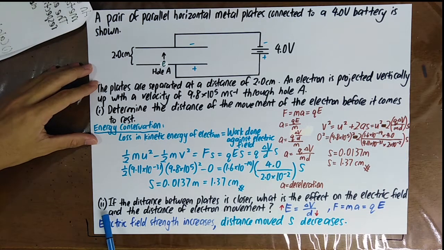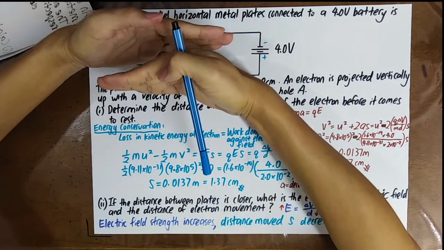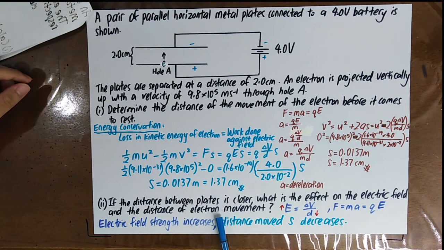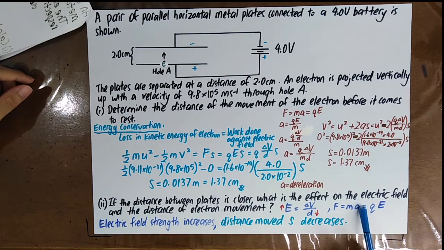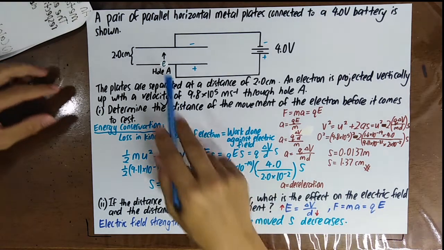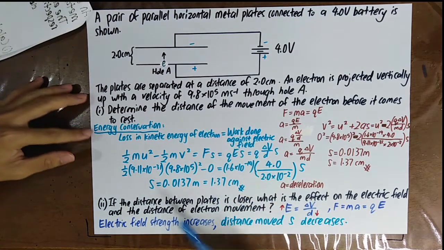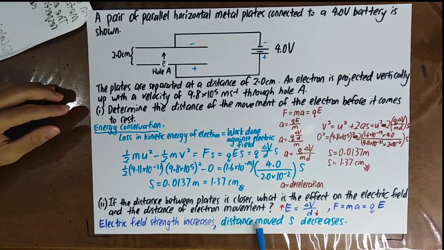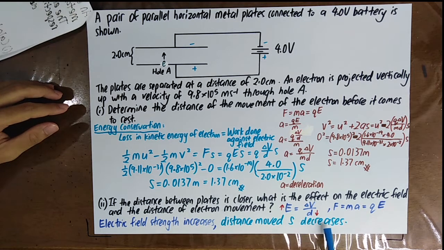Okay, now if the distance between the plates is closer, that means that it's like this, closer, then what is the effect on the electric field and the distance of the electron movement? You know that E equals delta V over d. When d decreases, E increases. When E increases, acceleration also increases, that means that the deceleration increases. So when the deceleration increases, therefore the distance that can be moved, s, will decrease.